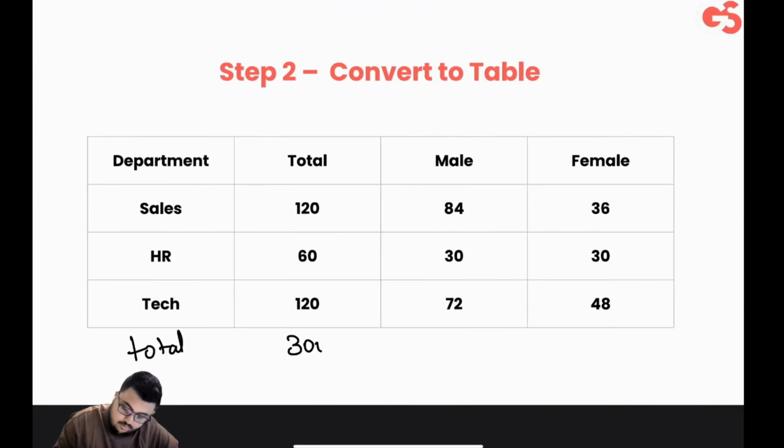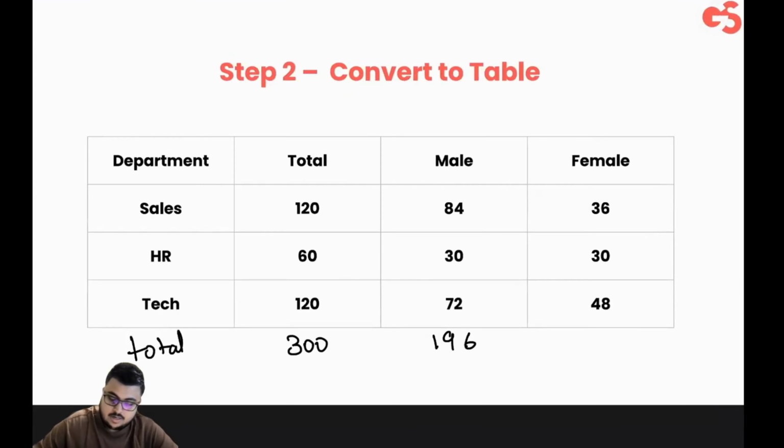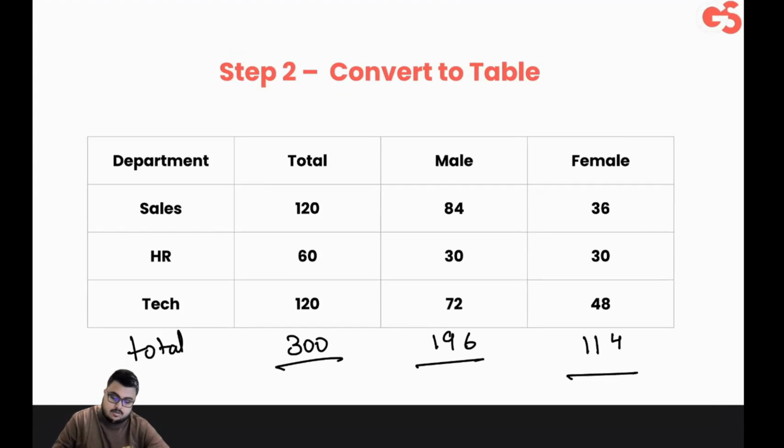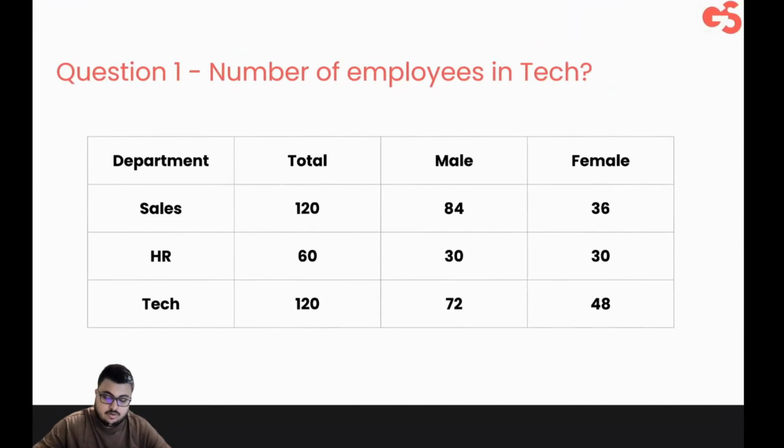So for the total over here, total employees, we know that it's 300. For male, if we calculate, it's just 190. And for the female, it's 114. Yep. So we have the totals as well. If we need them, we'll come back and just look over here. And you can just take the table with you as I'm doing over here.